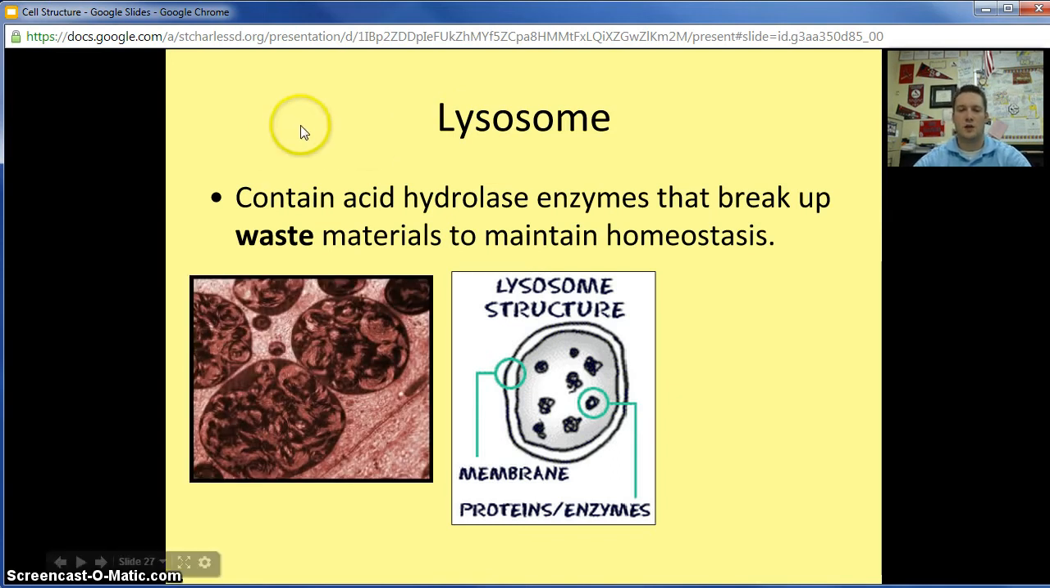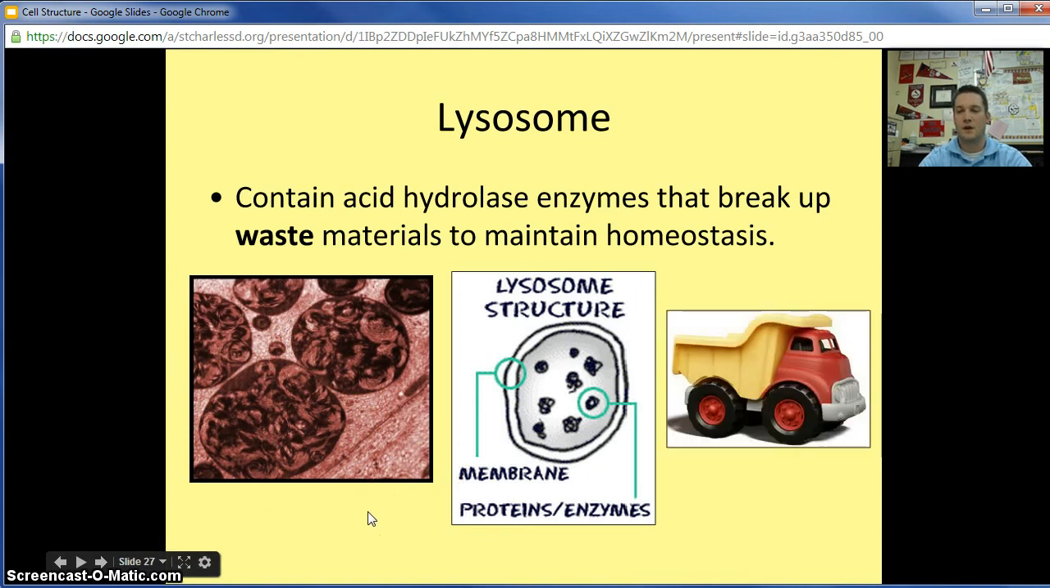And this is an actual electron micrograph of lysosomes. So this is what they look like through a microscope after they've been stained. So you can see that it's all kind of in a bubble shape. It's trapped by a membrane. And inside of that is a bunch of different enzymes that break things down. Okay, little trash truck there because they get rid of waste in the cell.